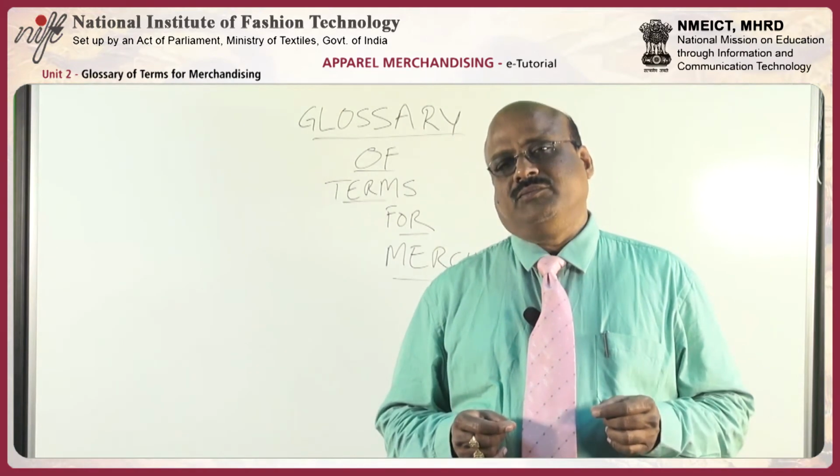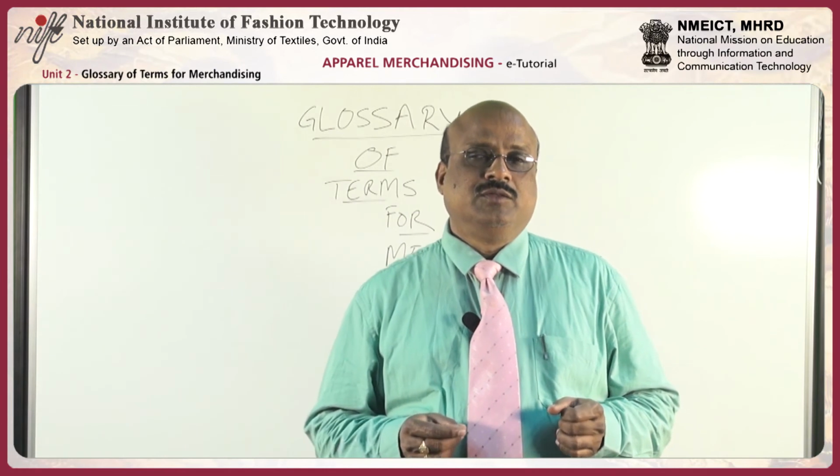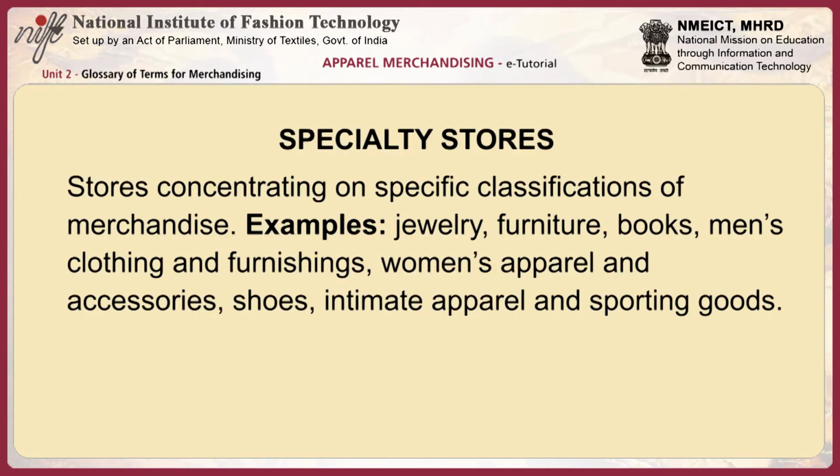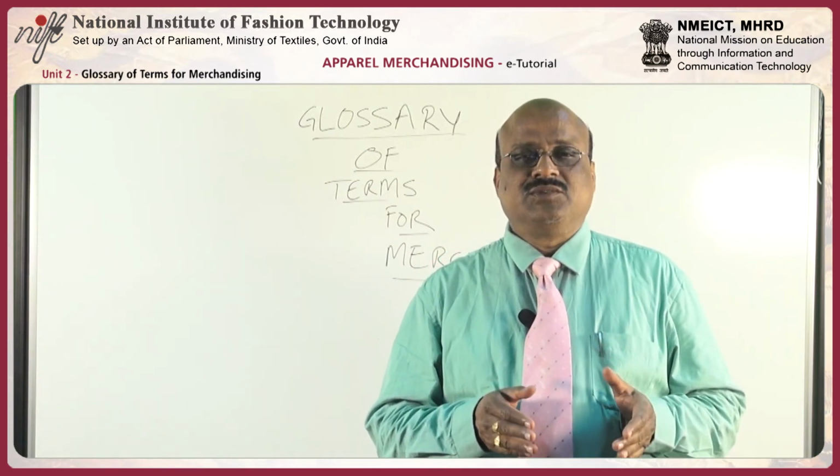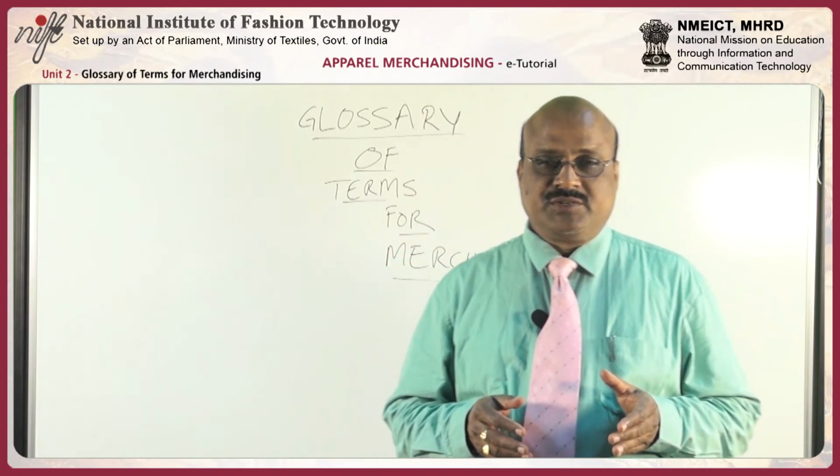The next term is specialty stores. What are specialty stores? Stores concentrating on specific classifications of merchandise. For example, jewelry: there can be a jewelry shop, and furniture: there can be a furniture showroom, bookstore, and men's specialty clothing store, and furnishings. There can be a specialty store for furnishings, and women's apparel, women's specialty store, accessories, shoes, intimate apparel like lingerie stores, sporting goods, sports specialty stores. So basically a specialty store would be concentrating on a specific classification of merchandise.